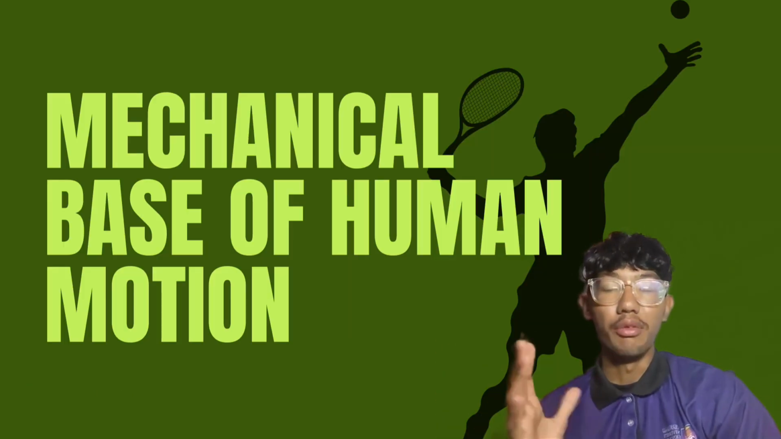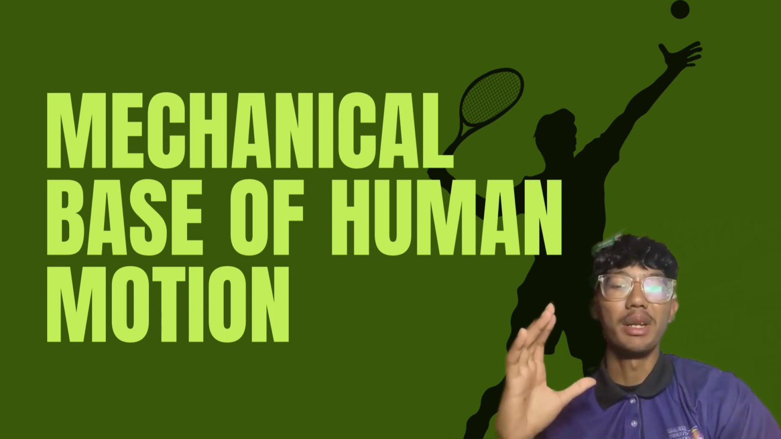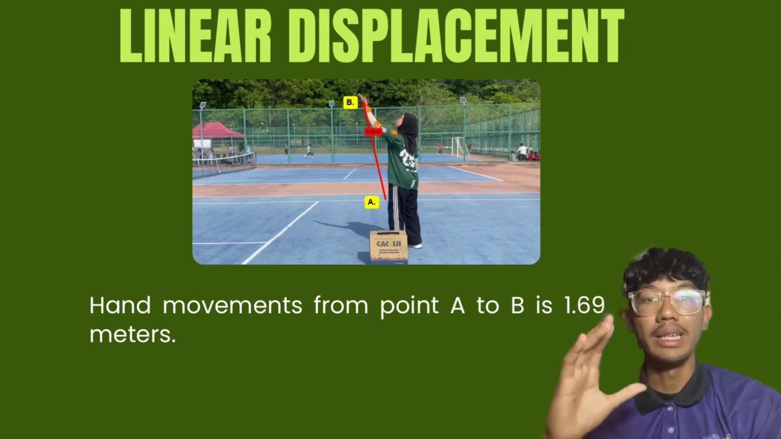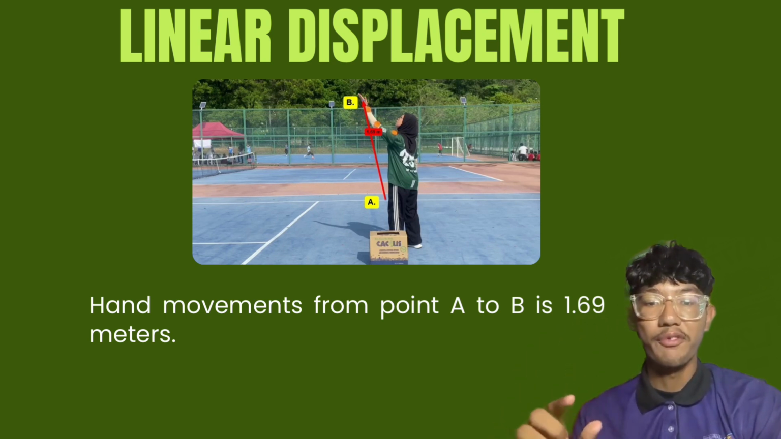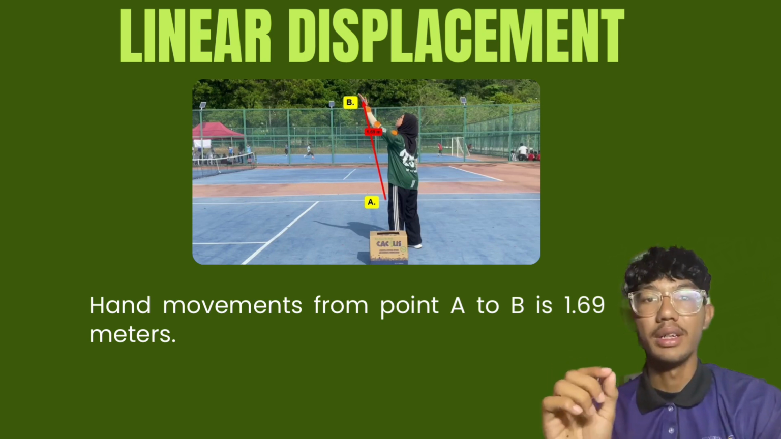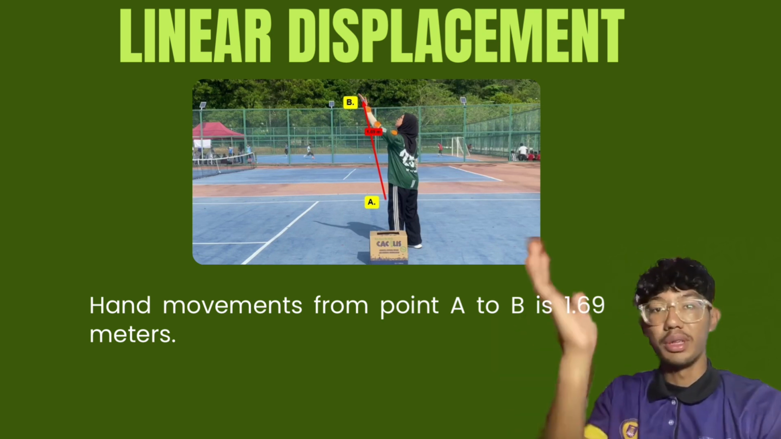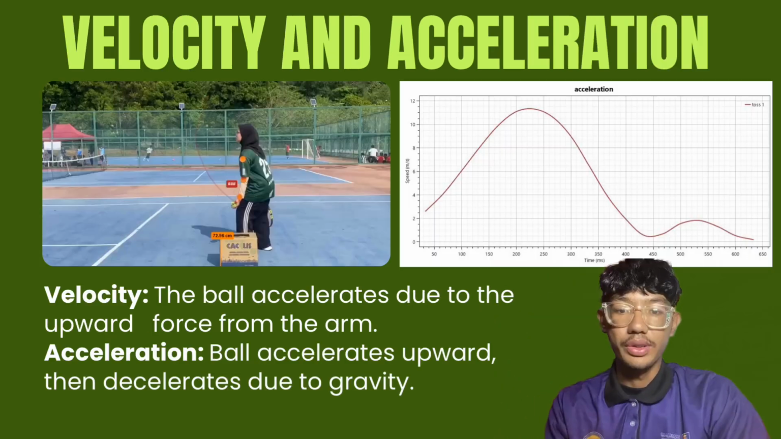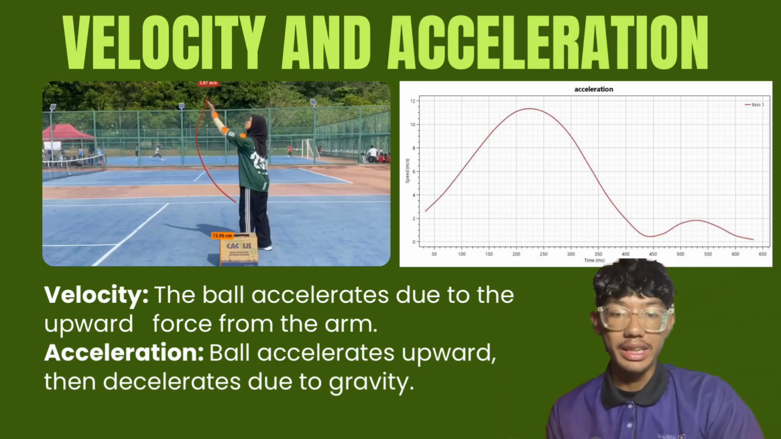Then I will take over and explain the mechanical basis of human motion. First, looking at the slide, we have linear displacement. Hand movement from point A to point B, from the bottom to the top, is 1.69 meters. Then we have velocity and acceleration.